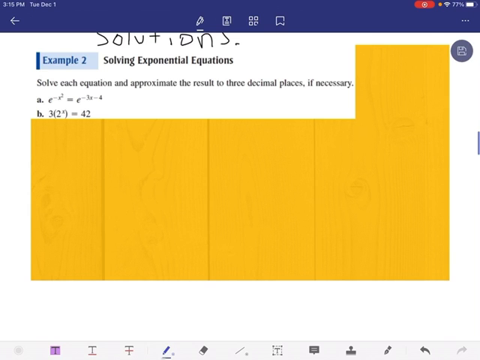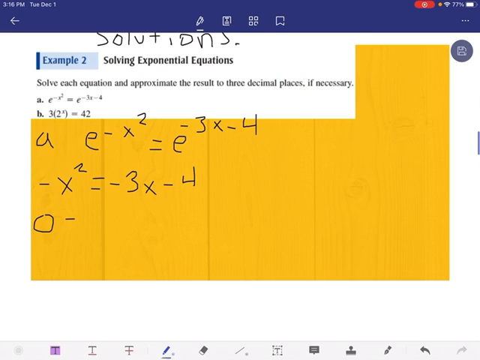So on problem A, notice that we have e to the negative x squared equals e to the negative 3x minus 4. Hopefully we notice right off the bat that our bases are the same. Because of that, we can use our one-to-one property, and we know that the exponents will have to be equal.